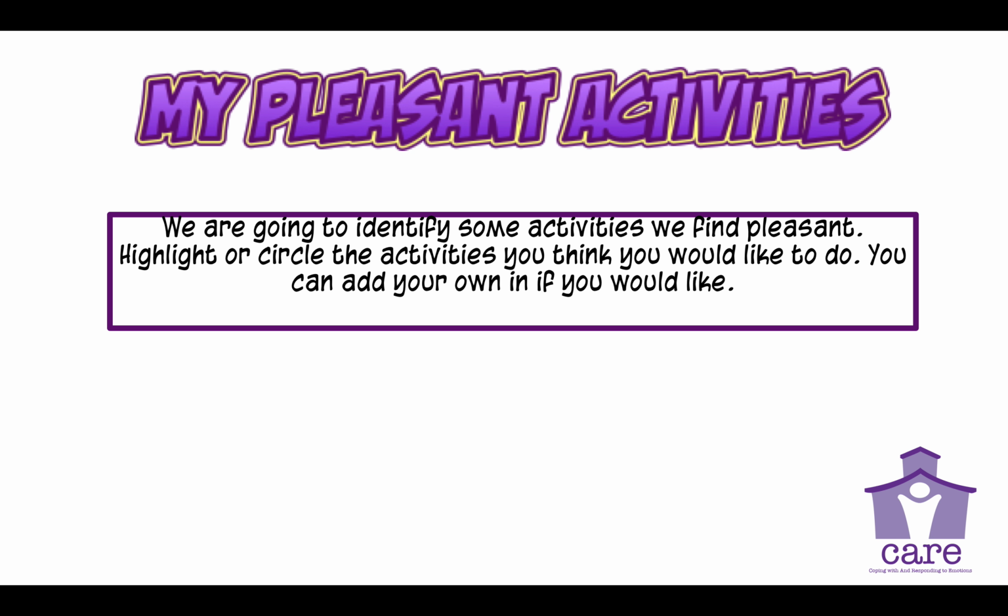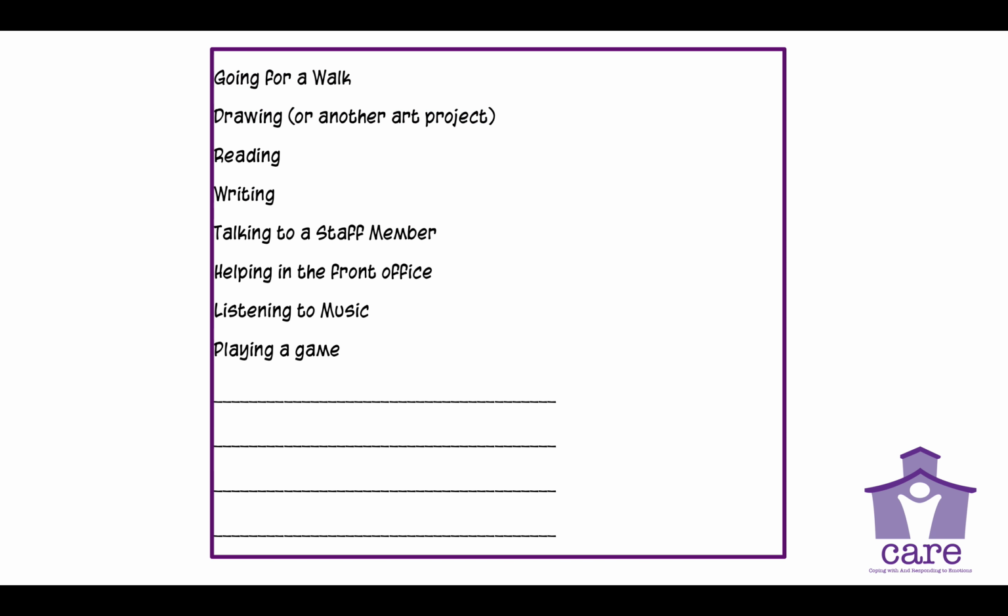And then take some time with students to identify some activities that they find pleasant. And so we went ahead and provided some here for you to look at. And we suggest having students identify their top 2 to 3 pleasant activities. So we've got going for a walk, drawing or some kind of art project, reading, writing, talking to somebody, helping in the front office or helping a staff member with something, listening to music, or playing a game. And then we left some lines there in case students came up with some other activities.